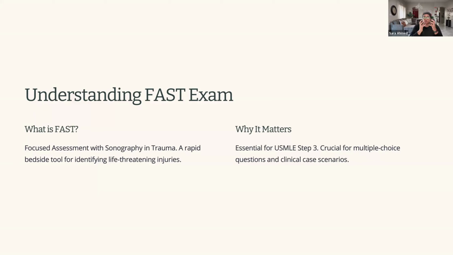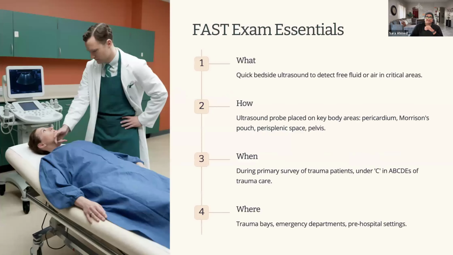So when do we use the FAST exam? It's performed within the primary survey of trauma patients, especially under the C part of the ABCDs of trauma care, the circulation. If a patient has signs of shock, like hypotension or tachycardia, the FAST exam is used to quickly assess for internal bleeding or other life-threatening conditions.